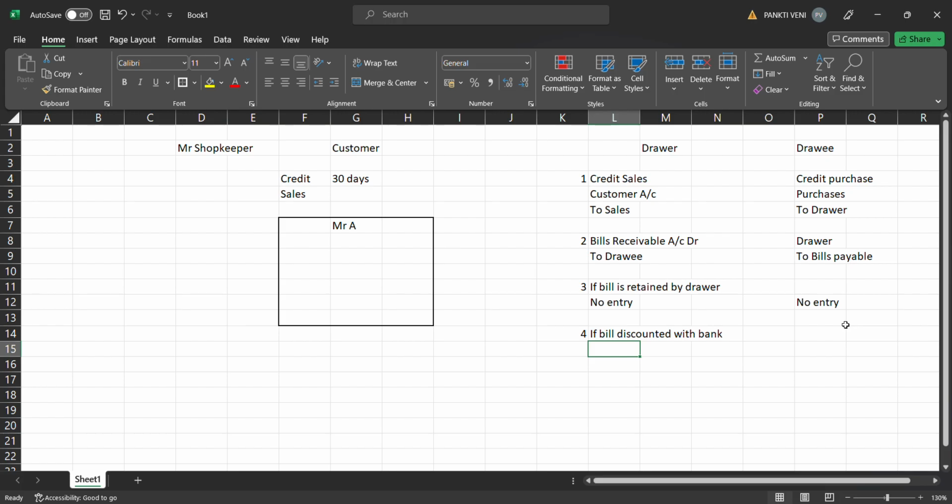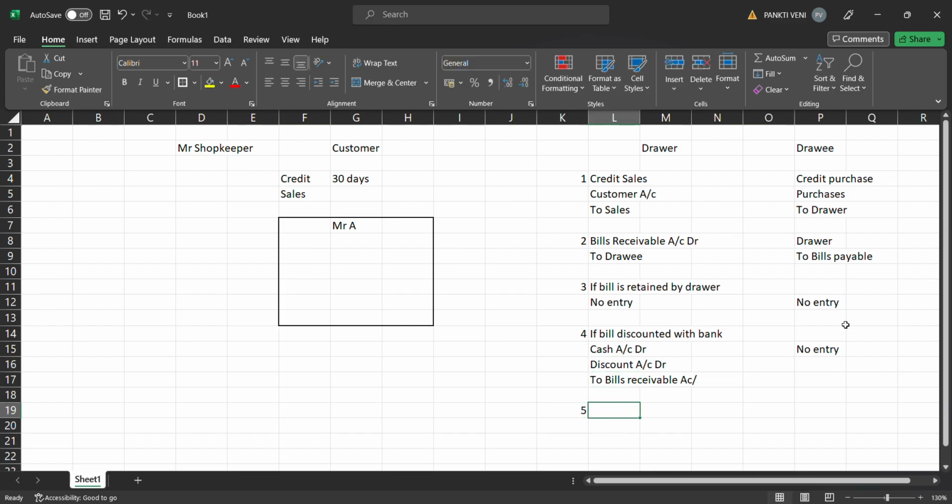So you make me the payment. So bank will give us cash against that bill. So cash account debit, discount account debit, to bills receivable account. So discount is my expense. Here in case of drawing, there will be no entry. He has no idea what we are doing, what drawer is doing with that bill. So no entry in the books of drawee.